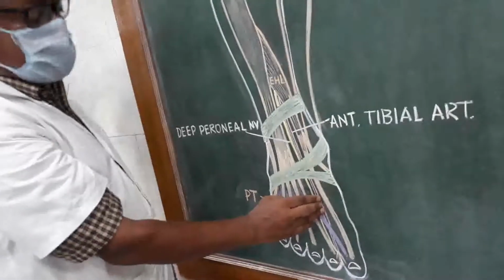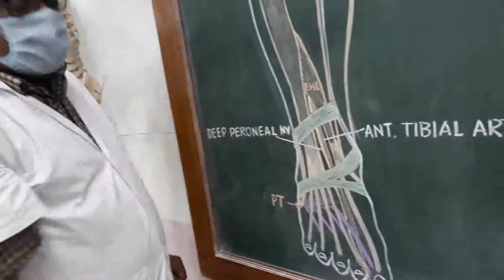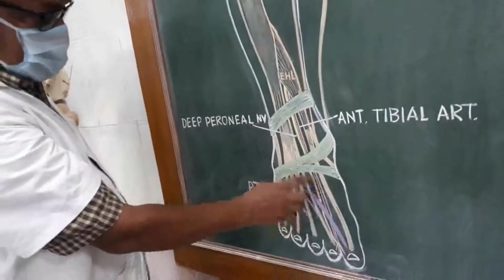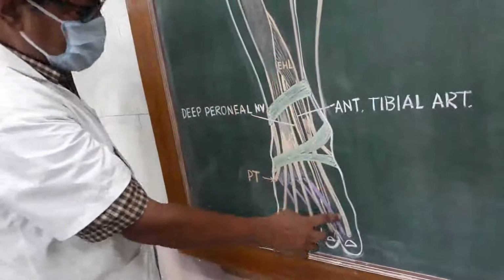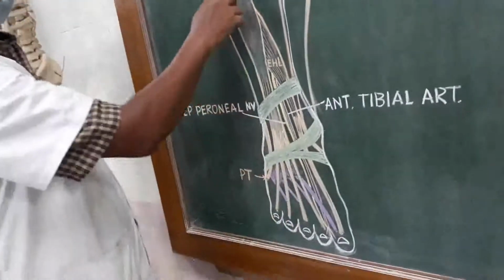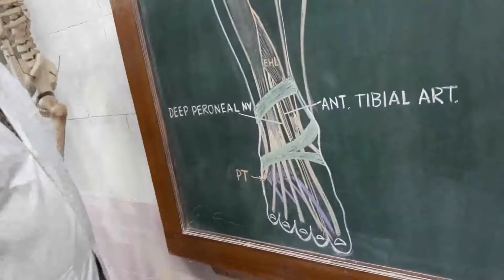This artery can be palpated in peripheral vascular diseases for assessment of the condition of the artery, in between the tendon of the extensor hallucis longus and the first tendon of the extensor digitorum longus.